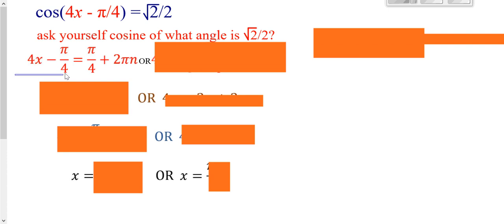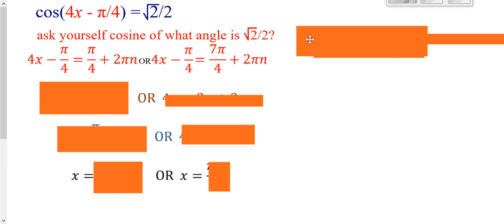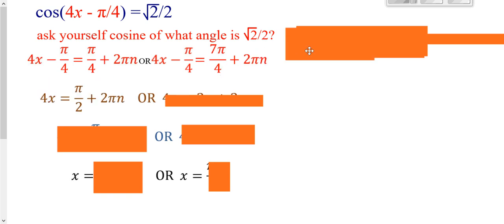Now notice that this right here is my angle, what was after the cosine. And then I set my angle, what's after the cosine, equal to the other time when cosine's equal to root 2 over 2, which is at 7 pi over 4. Then I'd have to go ahead and add pi over 4 to both sides of this, add pi over 4 to both sides of this.